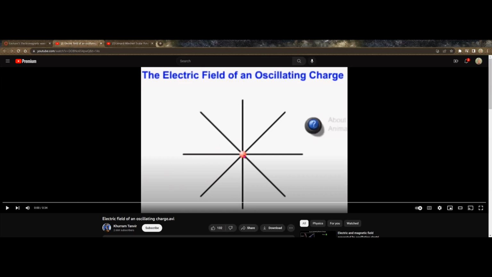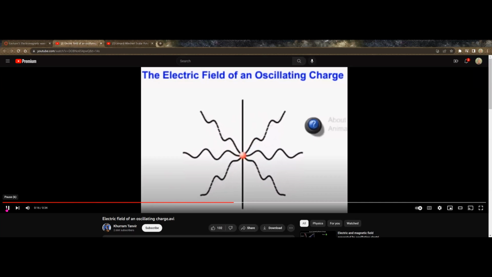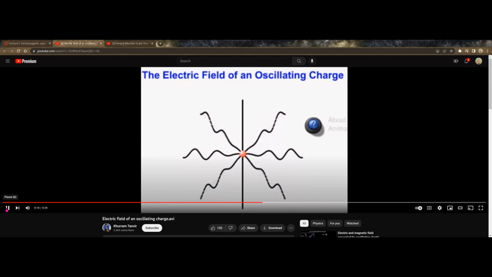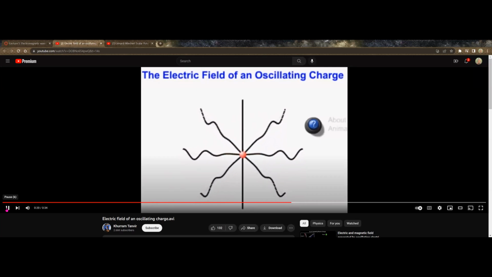So I have a central charge, and you can see the electric field. Now what happens? I'm going to start the video. And you can see that the charge is oscillating up and down, and as a consequence, it produces what looks like an electromagnetic wave. It just radiates off of that.